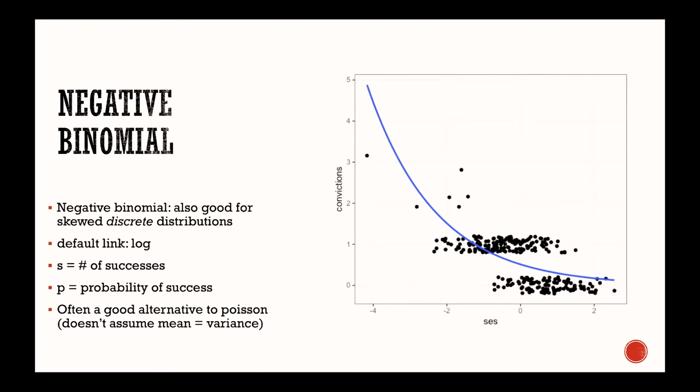Okay, so negative binomial, it is also good for discrete distributions.